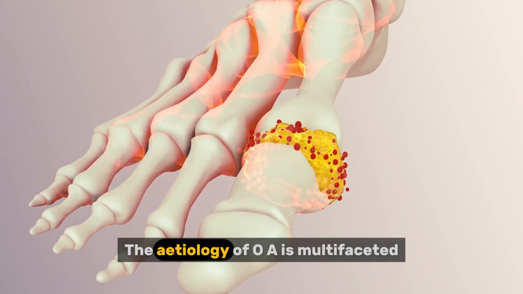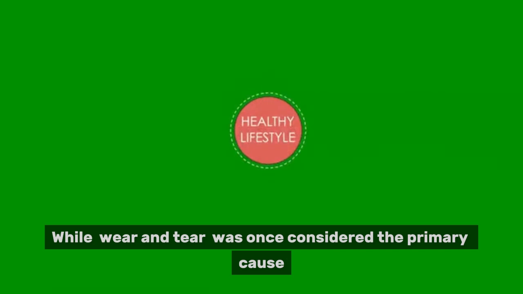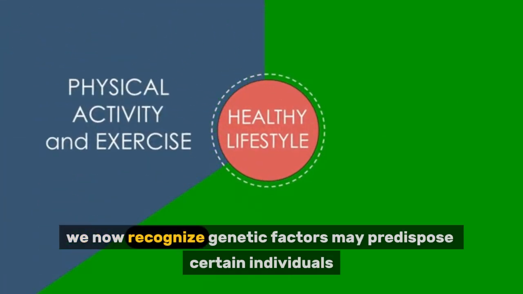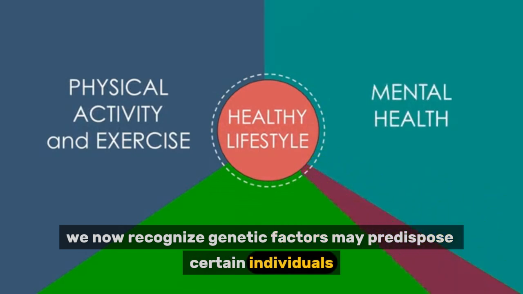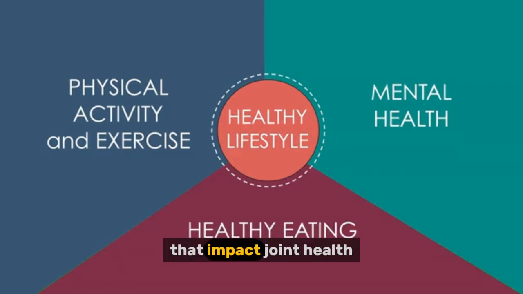The etiology of OA is multifaceted. While wear and tear was once considered the primary cause, we now recognize genetic factors may predispose certain individuals, along with environmental influences and lifestyle choices that impact joint health.